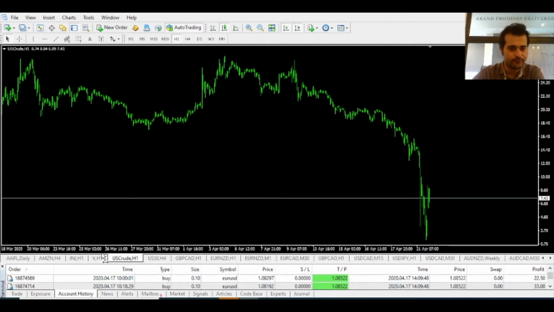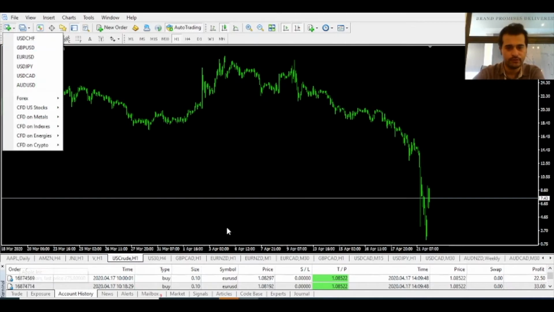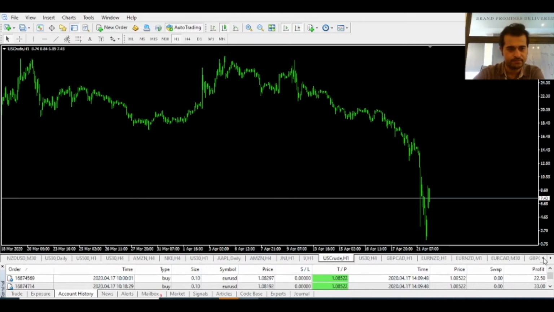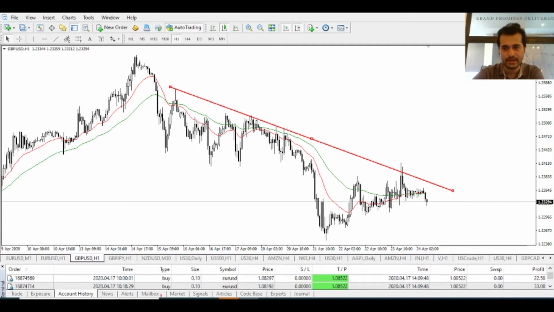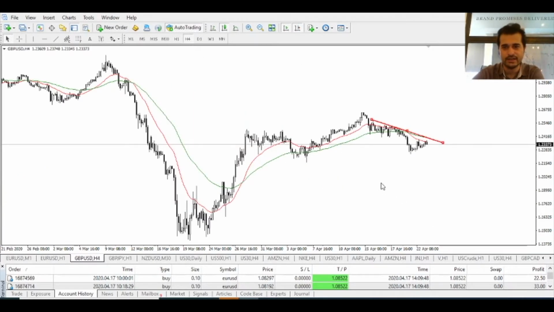Now looking ahead at other currency pairs, like we analyzed early in the week and also within the week, we're always giving forecasts for you to trade better.